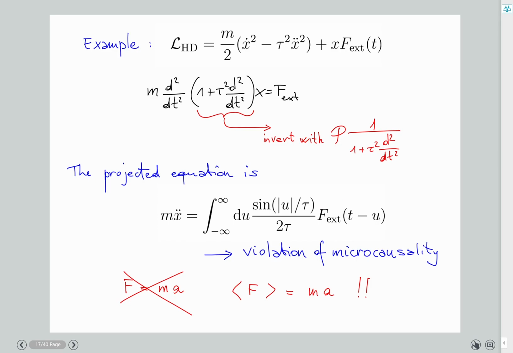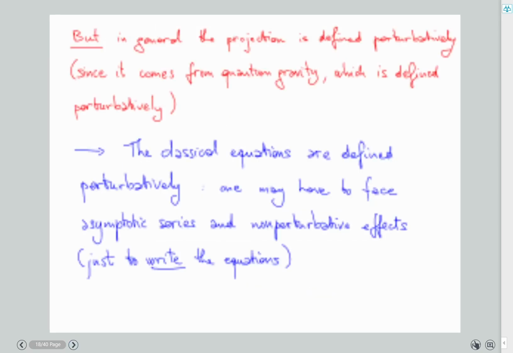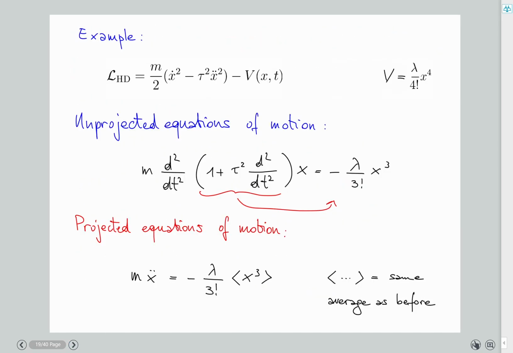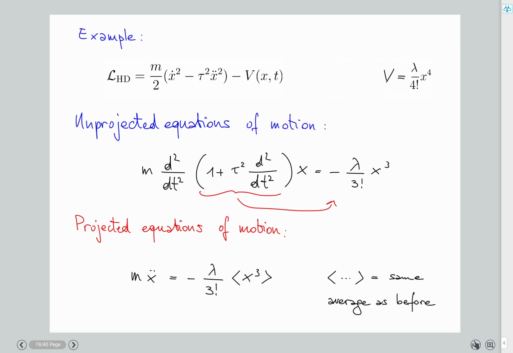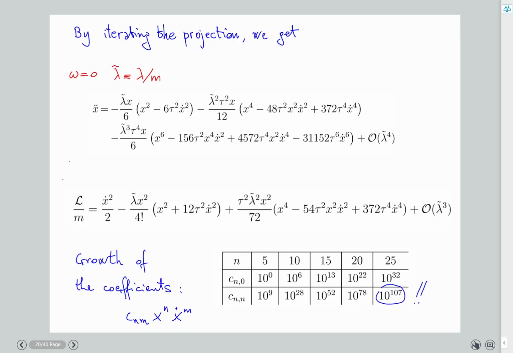The point is that this is simple because I have an external force, but as soon as you try and add, for example, a self-interaction, like pi to the fourth, and you apply the machinery, then you get into something interesting. Basically, the projection is known only perturbatively, and this is hard to study perturbatively. What you get is that if you apply the machinery, you will end up with an equation of motion, the projected one, which contains infinitely many terms, and the Lagrangian infinitely many terms.